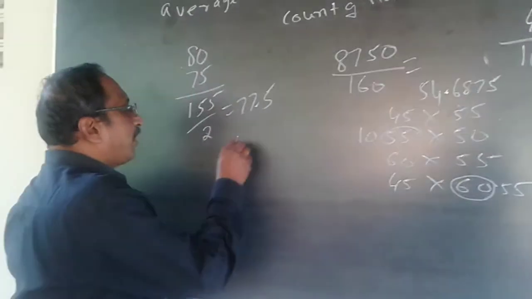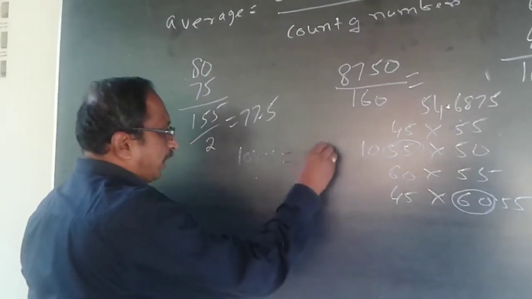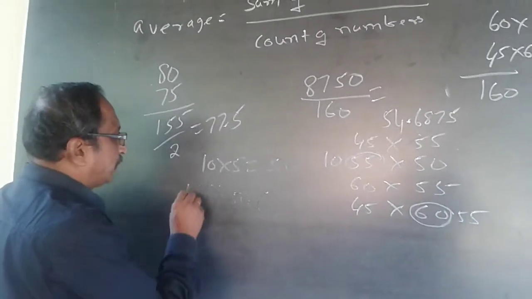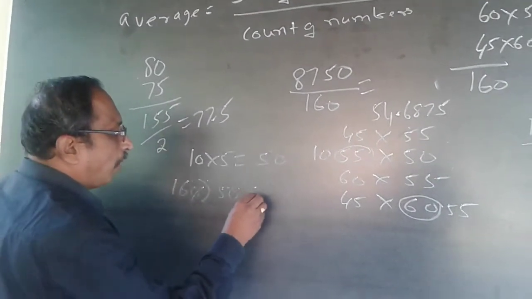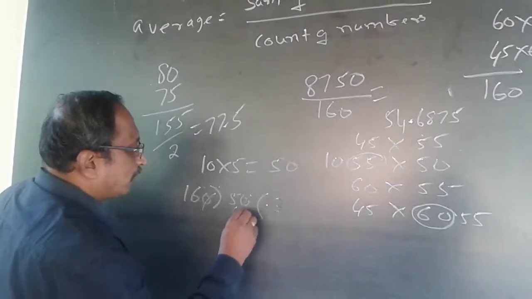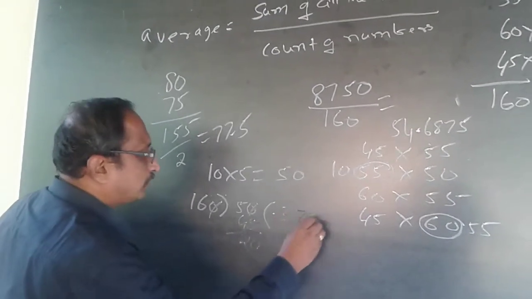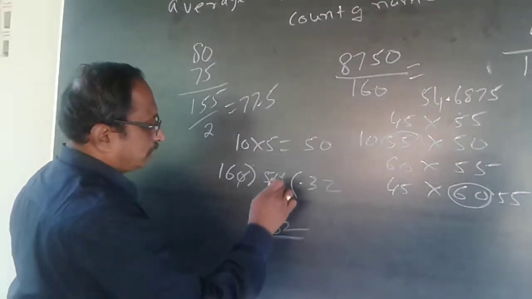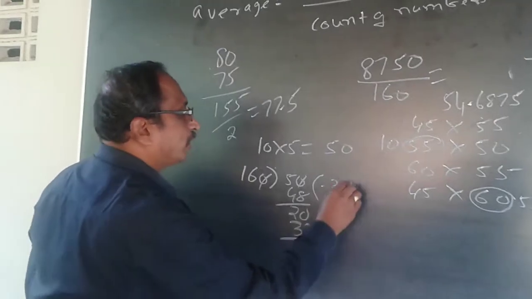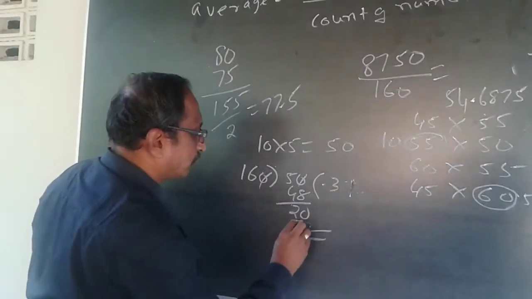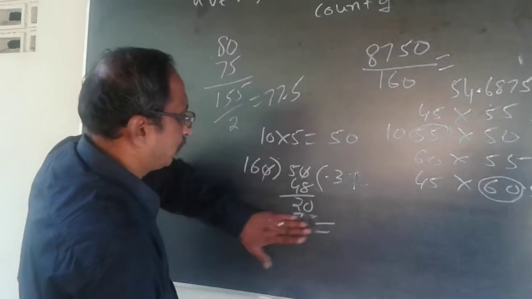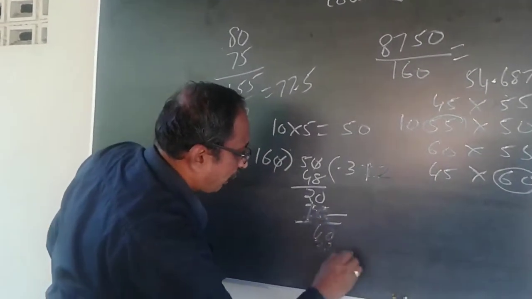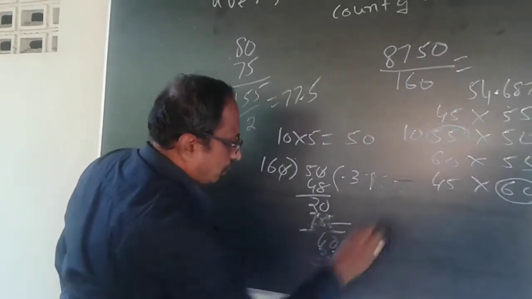So 10 into 5 will be 50. This 50 has to be shared by the entire group. So 50 divided by 160, the zero will cut. 5 divided by 16 will be 0.3125.